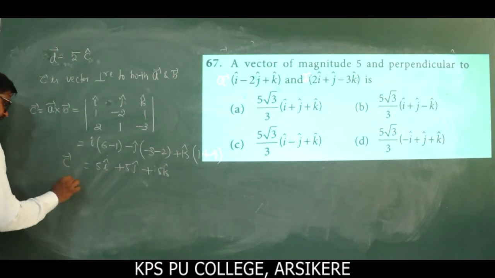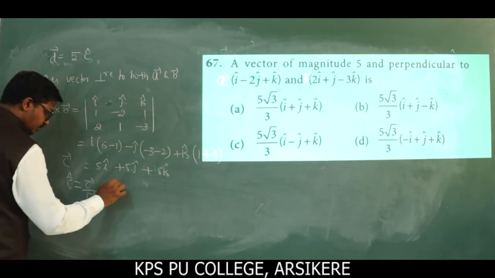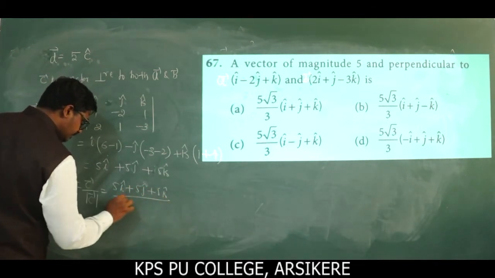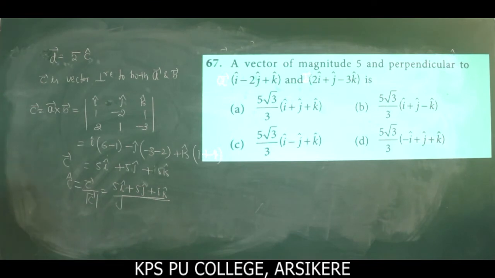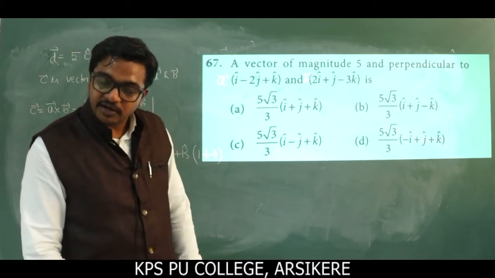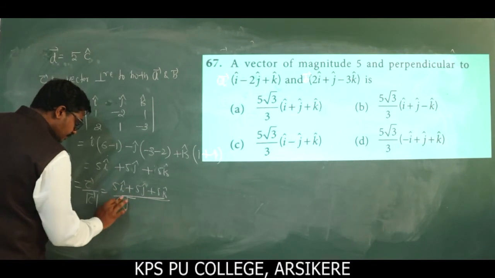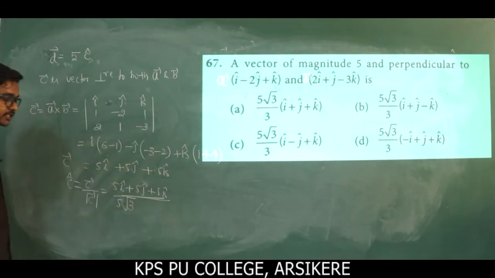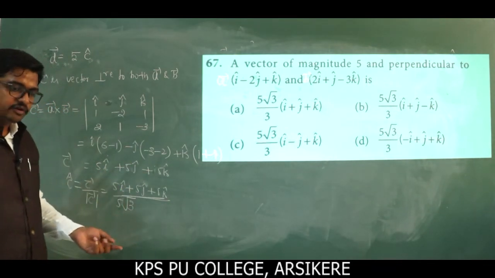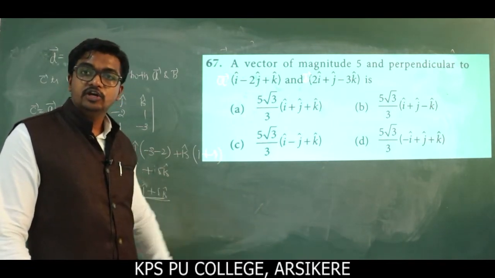This here is vector C. What is C cap? C cap is equal to vector C divided by the magnitude of vector C, which is 5i plus 5j plus 5k divided by the square root of 5 square plus 5 square plus 5 square. That becomes 25 plus 25 plus 25, which is 75. 75 can be written as 3 into 25. Take 25 out of the square root, we are left with 5. So 5 into root 3.